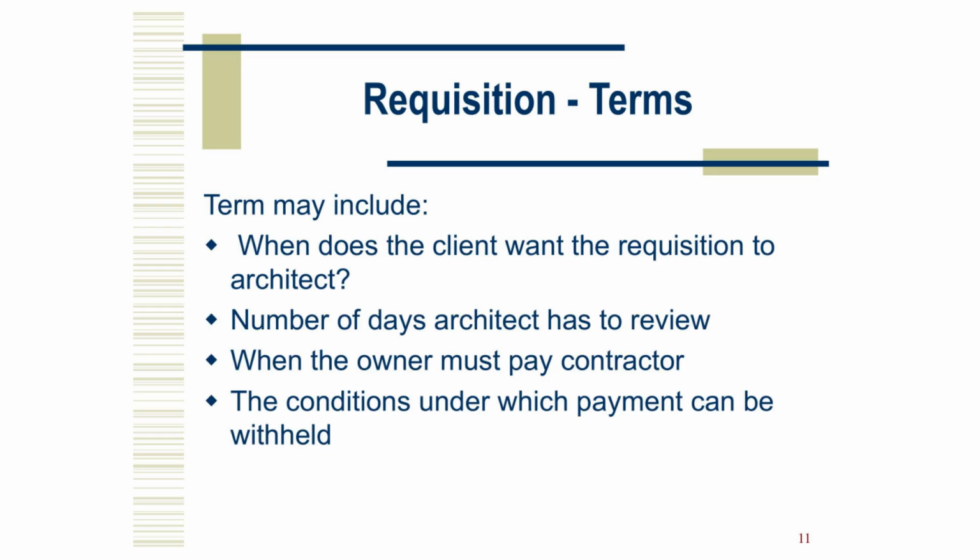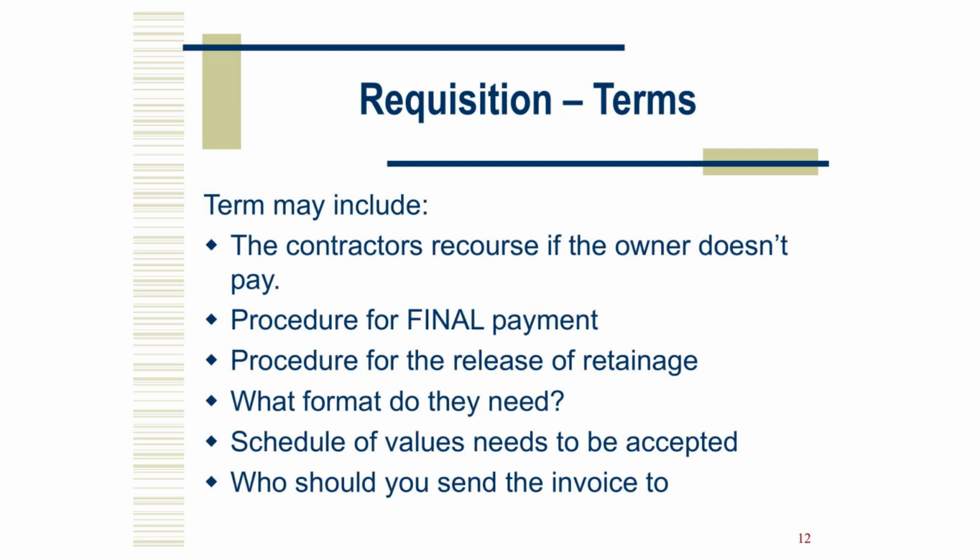These contract terms usually spell out the timing for payment. They'll specify when the contractor should submit the requisition to the architect, how many days the architect has for review, when the owner is required to issue payment, and the specific conditions that allow payment to be withheld. You will also see rules for final payment, rules for retainage release, the accepted format for your submittal, requirements for an approved schedule of values, the exact person and address for submission. Miss one of these and you slow your own payment.